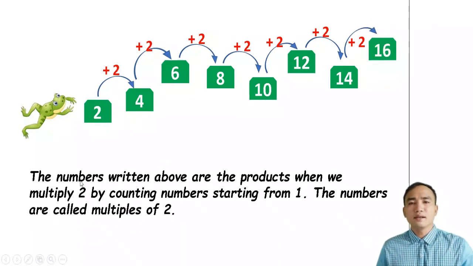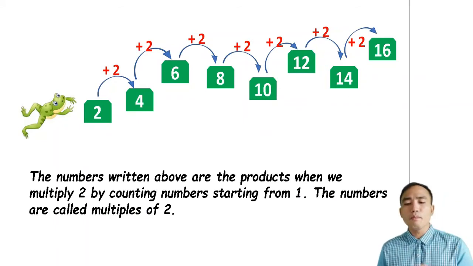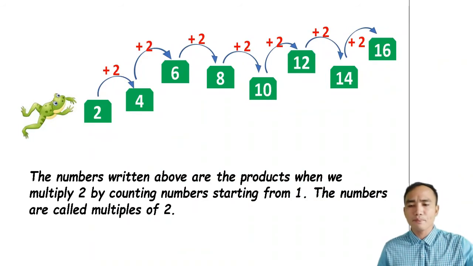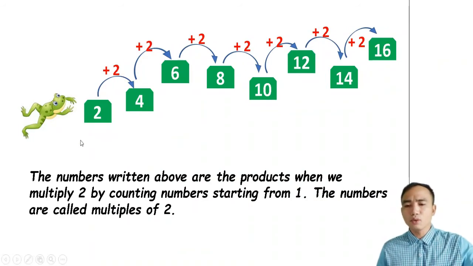So the numbers written above are the products when we multiply 2 by counting numbers starting from 1. The numbers are called multiples of 2. So 2, 4, 6, 8, 10, 12, 14 here are the products when we multiply 2 by counting numbers starting from 1. So 1 times 2 is 2, 2 times 2 is 4, 3 times 2 is 6, 4 times 2 is 8, 5 times 2 is 10, and so on.